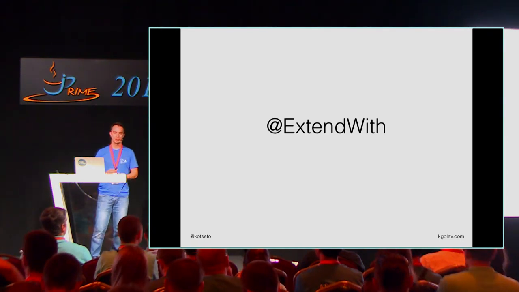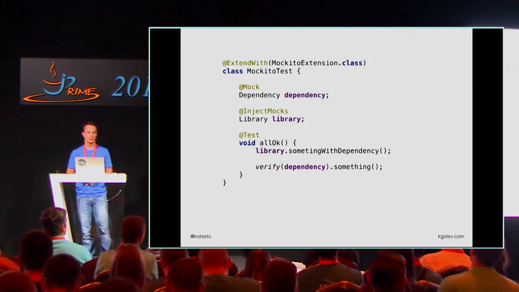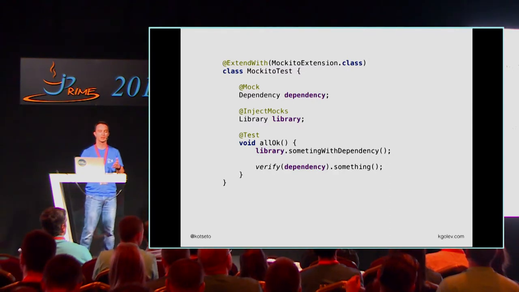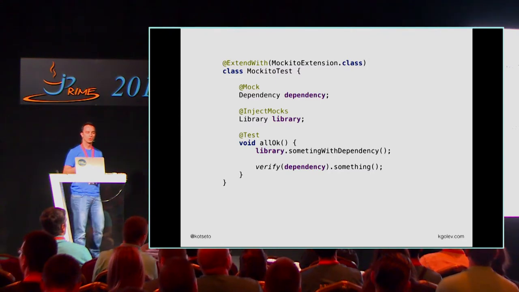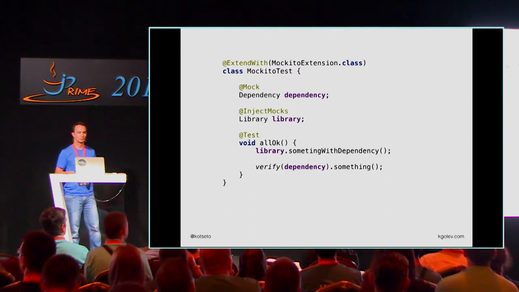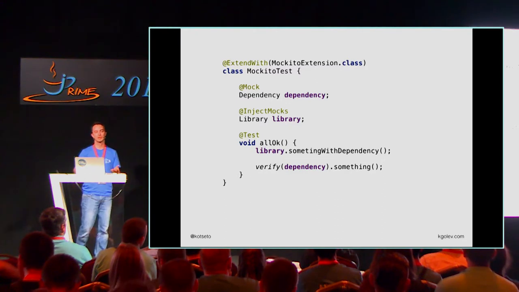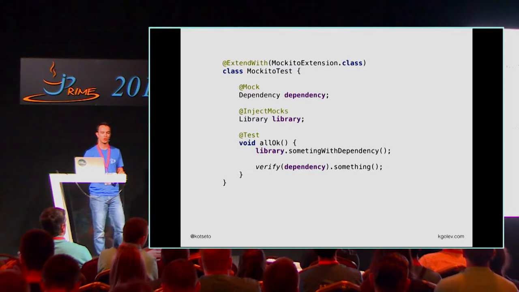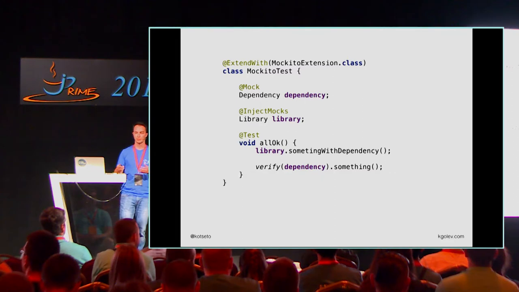So, ExtendWith is what replaces rules and runners. This is a simple Mockito test. I mean, this is a test that has some Mockito code in it. So, you put ExtendWith on the class, or you can put it on a test as well. But in this case, we need a request. There is some mock, there's a dependency, it is going to be injected in our library, and we run the test, and everything runs because all the mocks are created and properly injected.